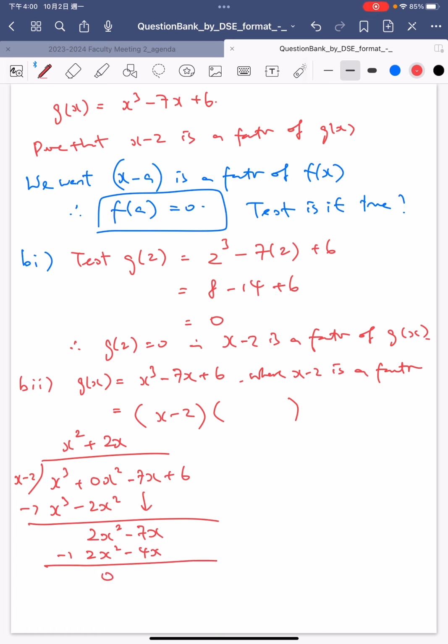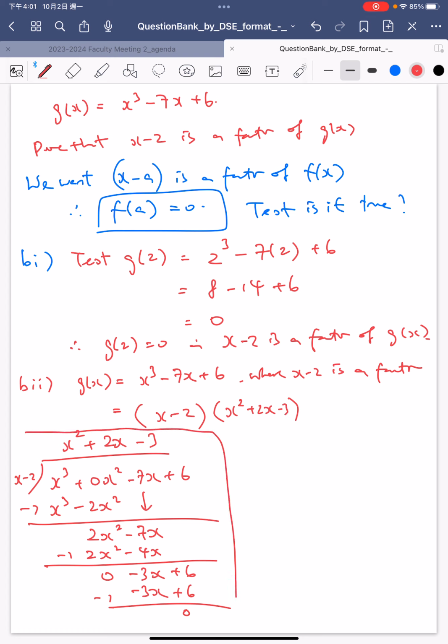We have 0 here. And the negative 7x minus the negative 4x. So basically, the two negatives become a plus. So negative 7 plus 4 will give you negative 3. So we have negative 3x. And then we bring down the 6. Again, we need to put the negative 3 here, so that negative 3 times x gives you the negative 3x. So now we have the negative 3x here, and negative 3 times negative 2 will give you positive 6, and the subtraction gives a whole 0. So now we can say that g(x) divided by x minus 2 gives x squared plus 2x minus 3.